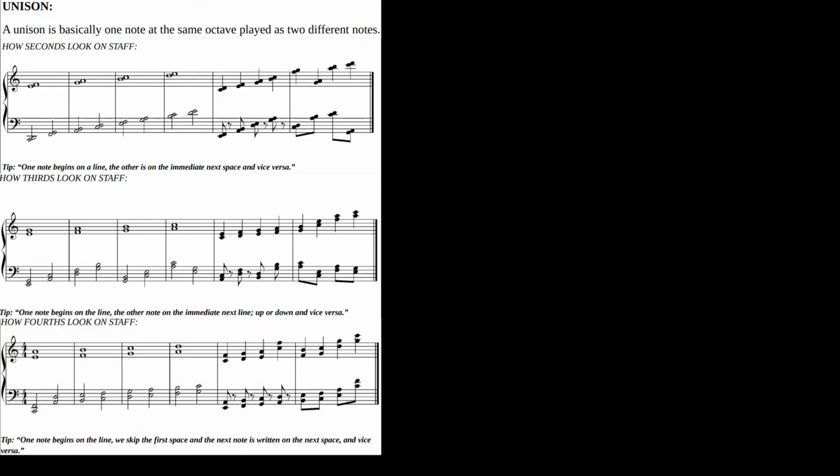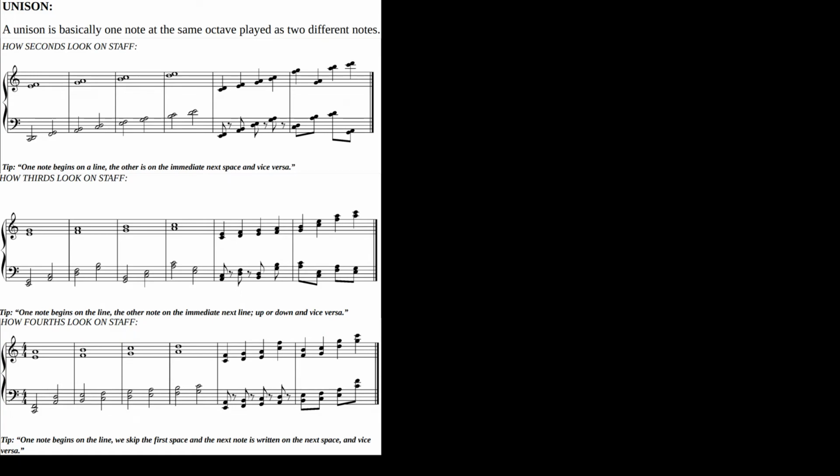A third is going to move up or down from a line to a line, or from a space to a space, so we will skip over one letter. A fourth is when we move up or down just like a second from a line to a space or a space to a line, but the gap is going to be much larger. So in this case, it's from a line 2 spaces up or down, or from a space 2 lines up or down.